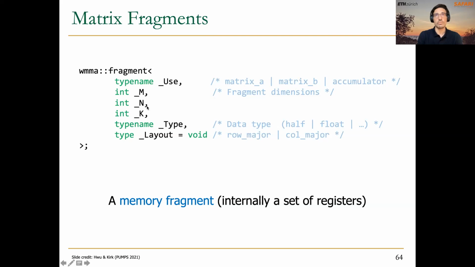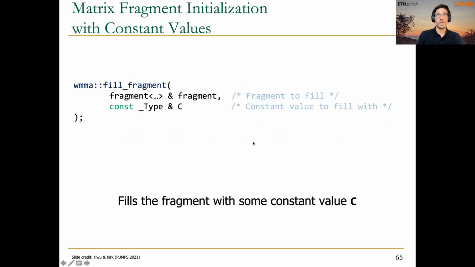Here we have the fragment dimensions. We also have the data type, either half precision, float precision, or 8-bit floating point precision, and also the layout, either row major or column major. We also have this API, fill fragment, in order to initialize a specific fragment with a certain constant value. We are going to use this, for example, for the accumulator fragment, and we will initialize it to 0.